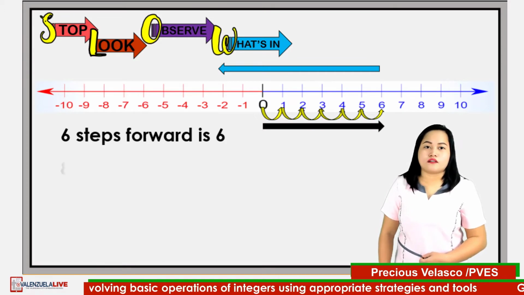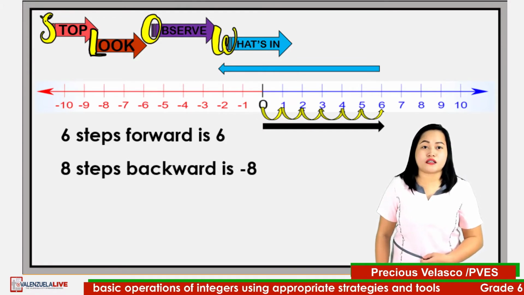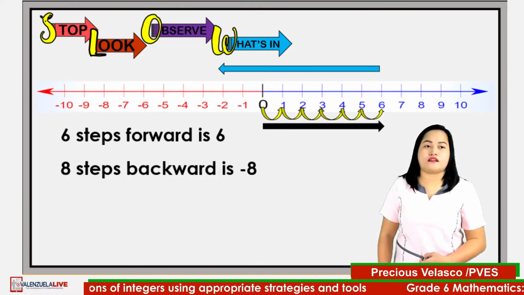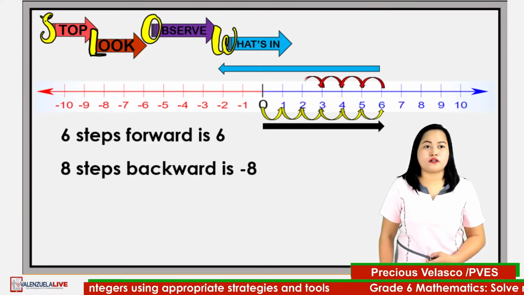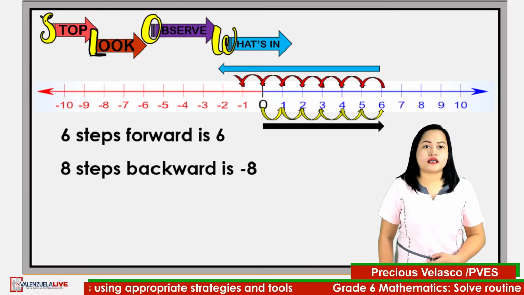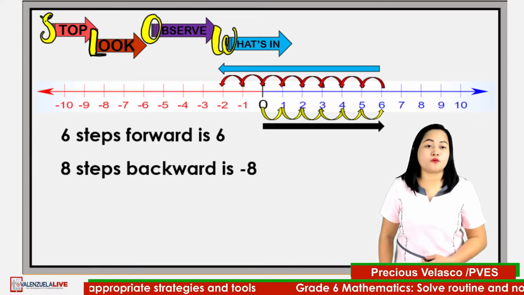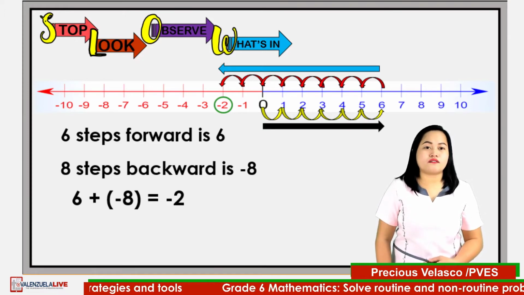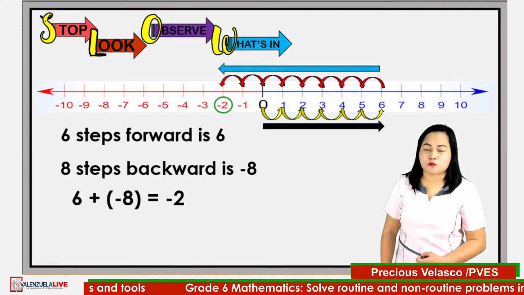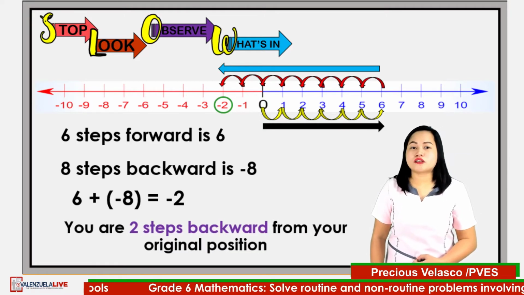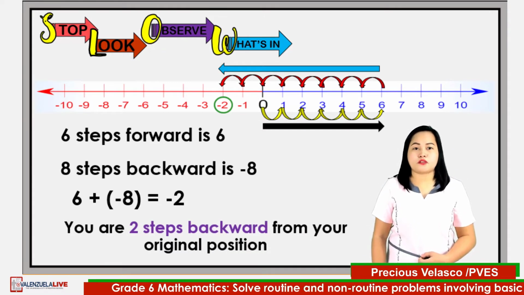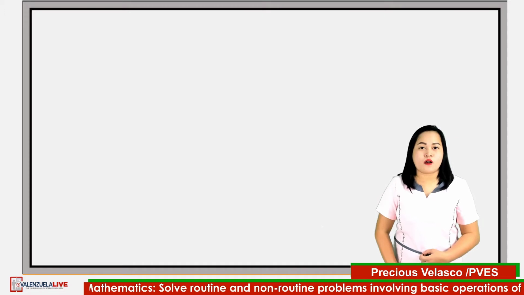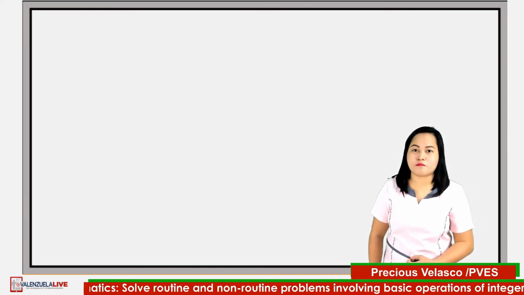And then it also said you are going to have 8 steps backward, and 8 steps backwards means negative 8. So starting from positive 6, you are going to leap 8 times, and you will drop on negative 2. So the answer for 6 plus negative 8 is negative 2. Therefore, you are 2 steps backward from your original position. Well, what have you noticed with our first problem? Well, they are non-routine problems.